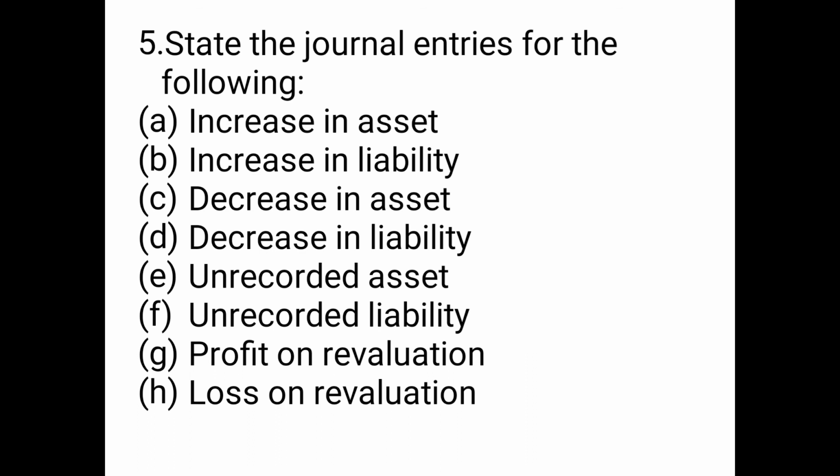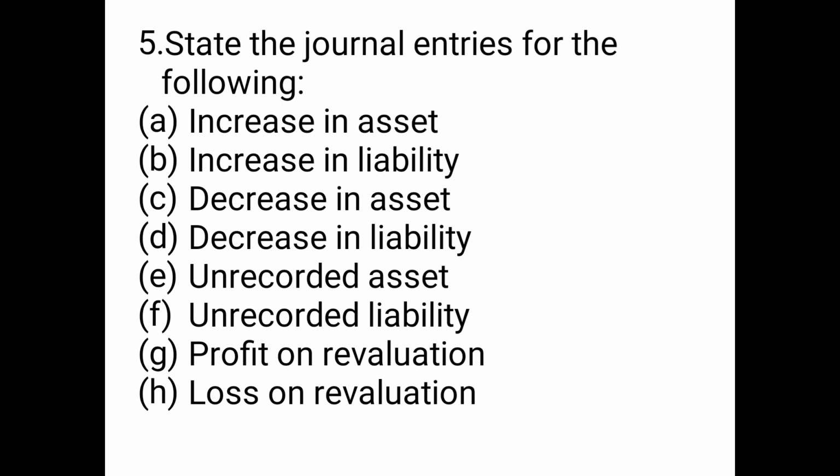In question number 5, state the journal entries for the following. Number A, increase in asset. So here the journal entry will be asset account debited to revaluation account. B, increase in liability. The entry will be revaluation account debited to liability account. C, decrease in asset. The entry will be revaluation account debited to asset account. D, decrease in liability. The entry will be liability account debited to revaluation account.